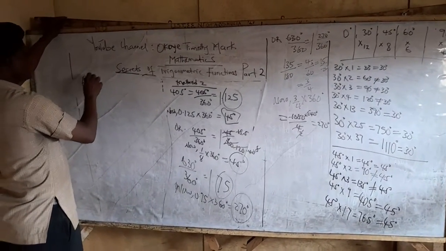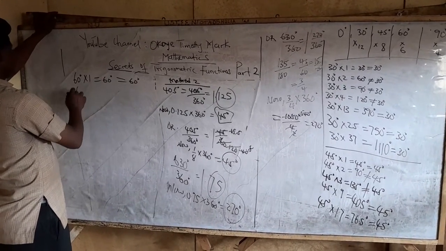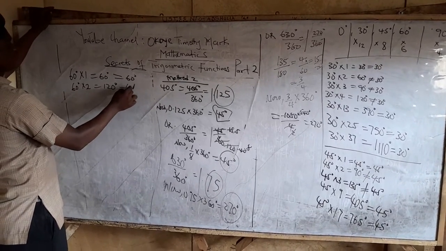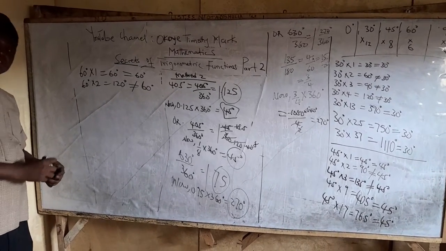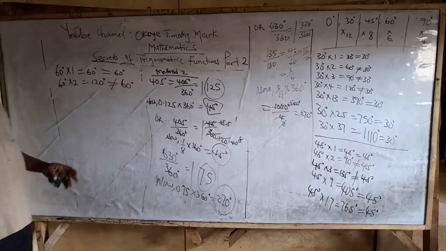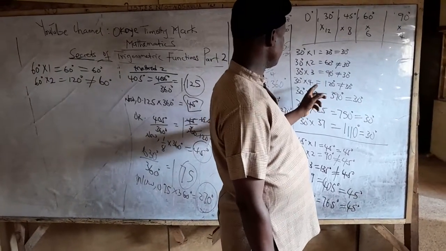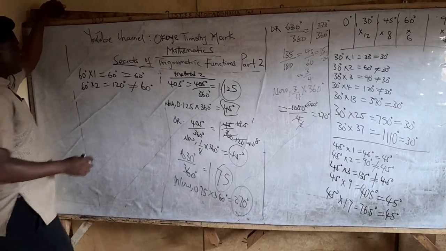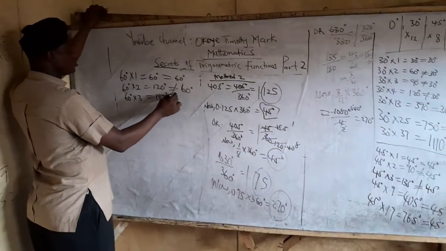60 degrees repeats itself in 6 intervals. 60 degrees is exactly 60 degrees. 60 degrees times 2 is 120 degrees, which is not exactly 60 degrees, because the signs change: the sine is positive but the cosine and tangent turn negative for 120. What makes it not exact is the change in the sign and sometimes the values too. Now, 60 degrees times 3 is 180 degrees, which is not exactly 60 degrees.